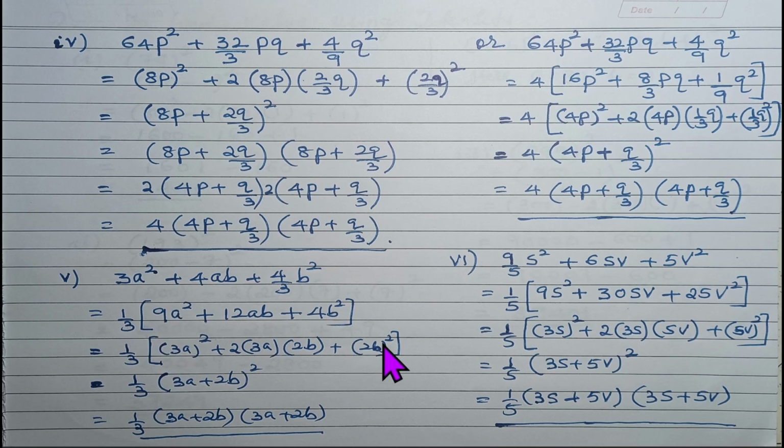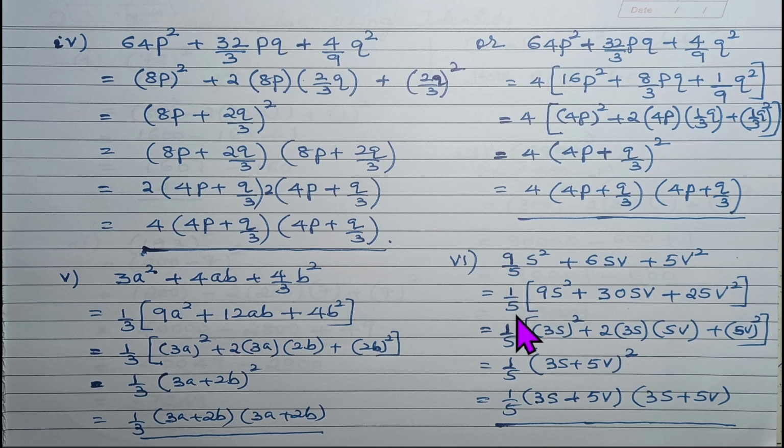So now I have 1/3 outside, and 9a² is (3a)², and 4b² is (2b)². The middle term is 2 into 3a into 2b. When I multiply, 3 times 2 is 6, 6 times 2 is 12, 12ab, and it is correct. So this is the expansion of (a + b)², that is (3a + 2b)². Therefore the factors are 1/3 into (3a + 2b) into (3a + 2b), and that's the correct answer.